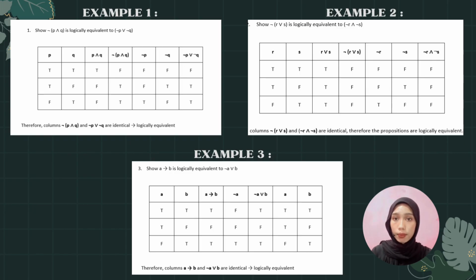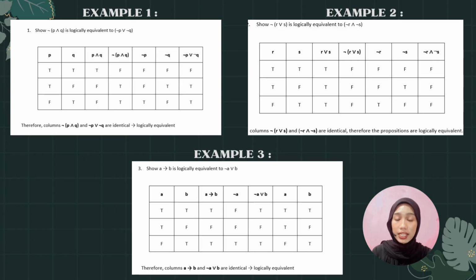We construct a truth table with columns for the propositions P and Q, the conjunction P and Q, its negation negate P and Q, the individual negations negate P and negate Q, and finally, the disjunction negate P or negate Q. By filling out the table for all possible truth value combinations of P and Q, we observe the resulting truth values for both complex expressions.